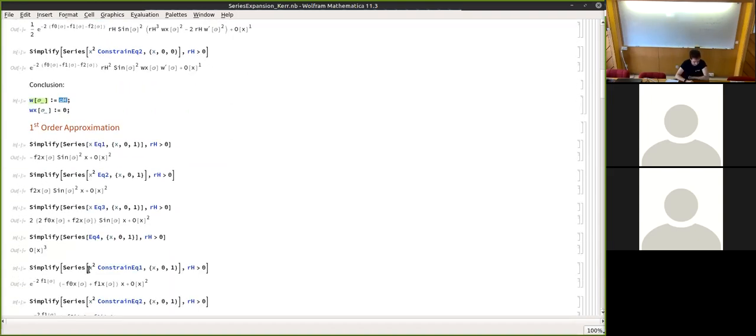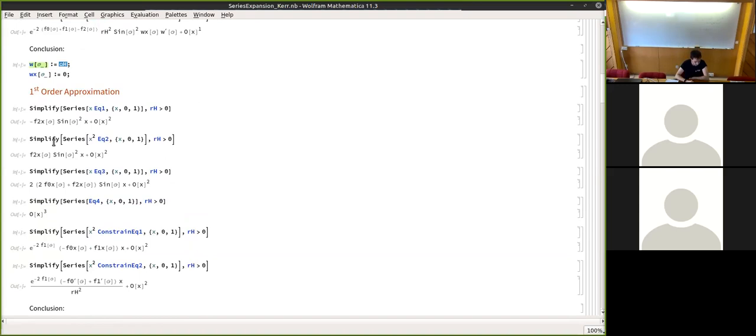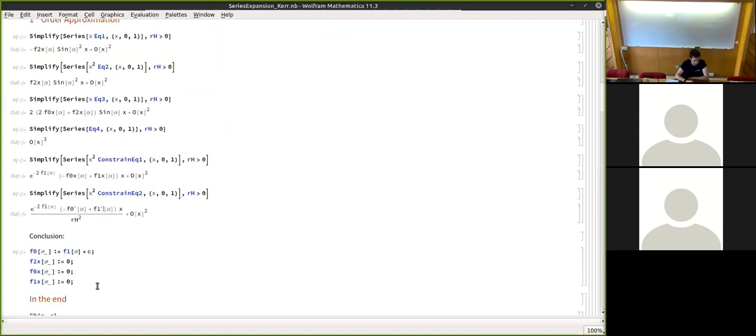Then, going for the first order approximation, we do the same. And from these two equations, we see that f2x must be equal to 0. This implies that on the third equation, f0x must also go to 0. And finally, on the fifth equation, we see that f1x also must go to 0. Then this last equation basically says that the derivative of f0 must be equal to the derivative of f1. This implies that f0 must be equal to f1 plus a constant. This is related to the fact that on the horizon, the Hawking temperature must be constant. This is basically related to this result.